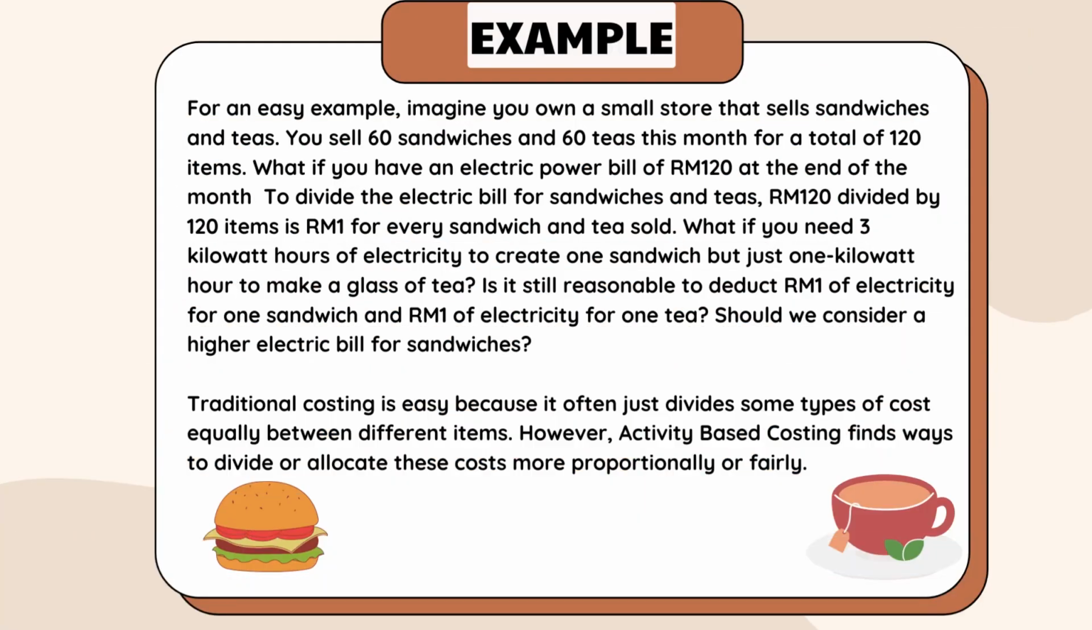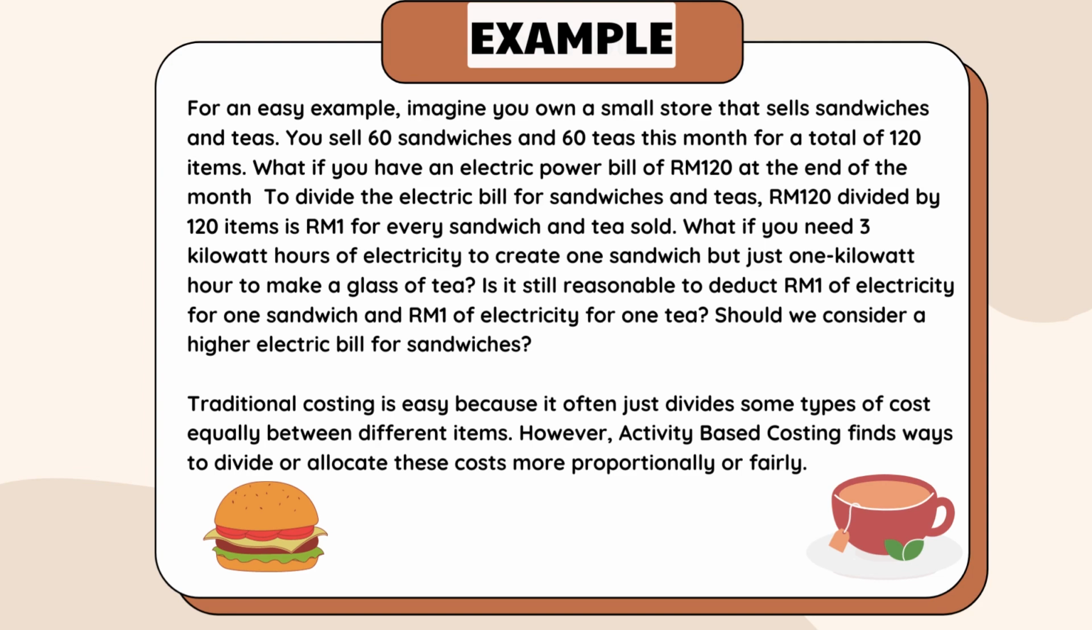For an easy example, imagine you own a small store that sells sandwiches and teas. You sell 60 sandwiches and 60 teas this month for a total of 120 items. What if you have an electric power bill of 120 ringgit at the end of the month? To divide the electric bill for sandwiches and teas, 120 ringgit divided by 120 items is 1 ringgit for every sandwich and tea sold.